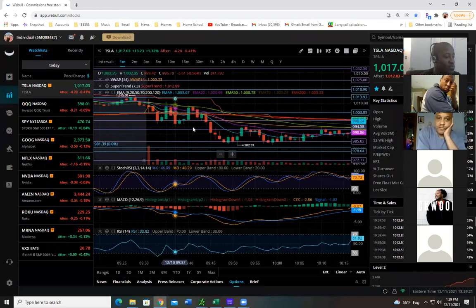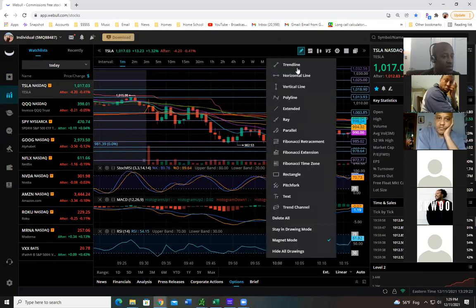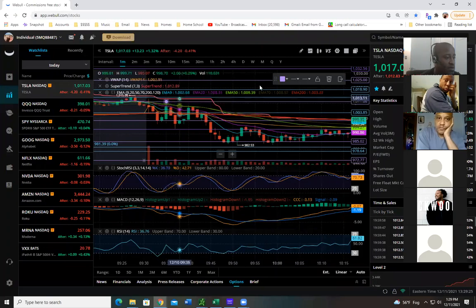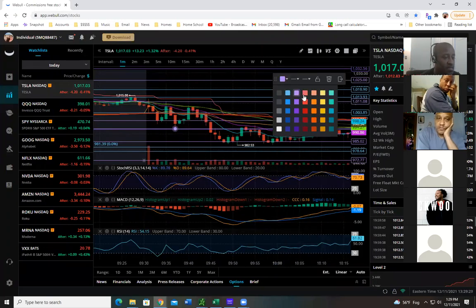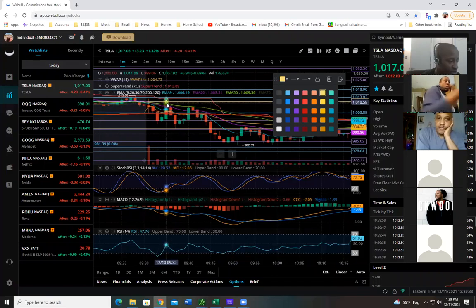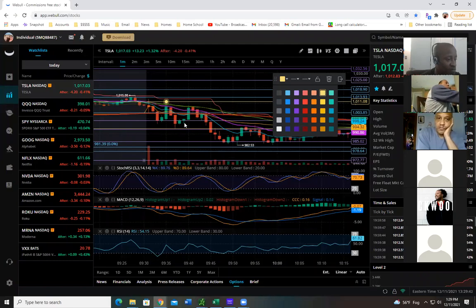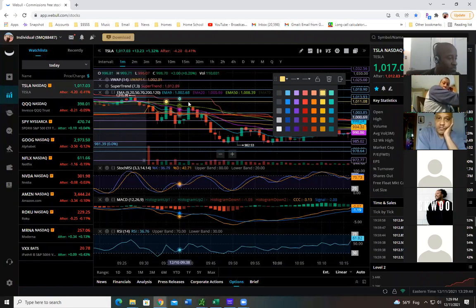Once 993 is broken, that channel from here to here, that's a channel. Let me change it to yellow so I can see it. Here, make that yellow too. So this channel between 1011 and 993, here we are bouncing back and forth. People are buying calls and puts crazy. They're faking them out. Boom, we drop, we broke it. This is what I mean by confirmation.